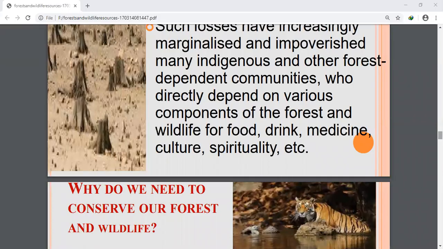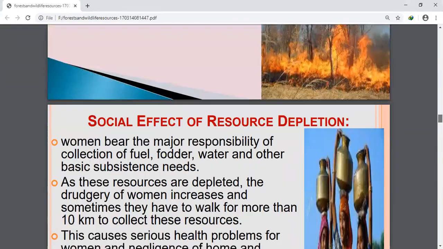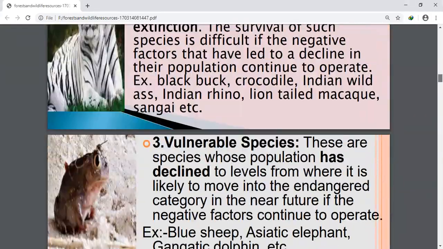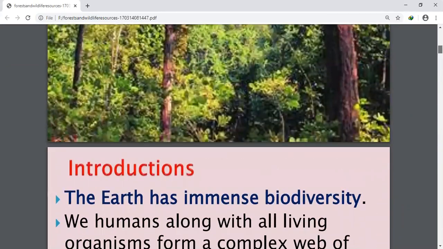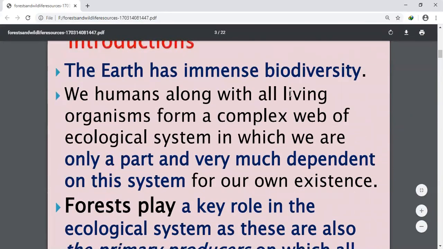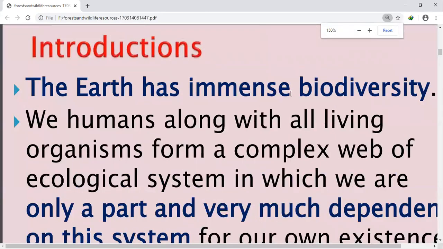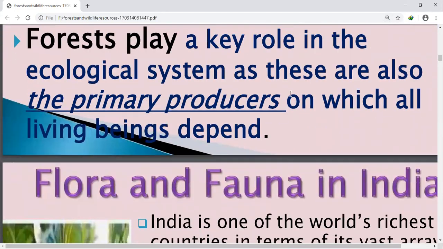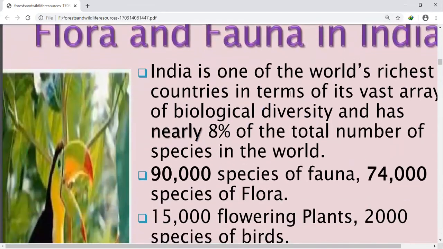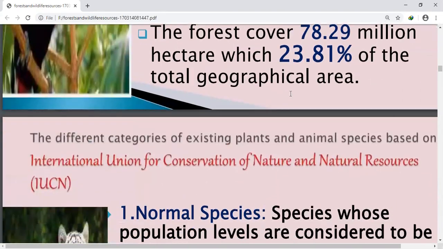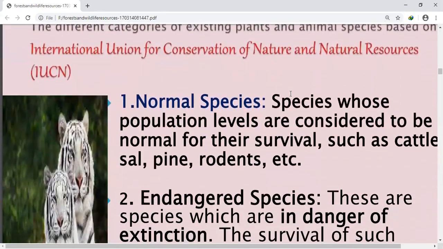Hello students, in today's session we will be discussing the topic conservation of forest and wildlife. Before starting the topic, we should have a look at the topics which we have already completed in the last class. The topics are biodiversity, meaning of biodiversity, then flora and fauna, and International Union for Conservation of Nature and Natural Resources.